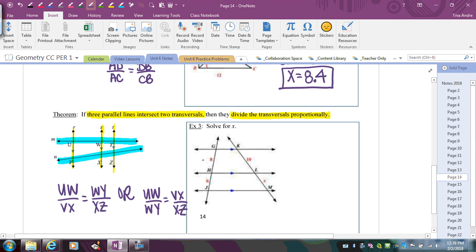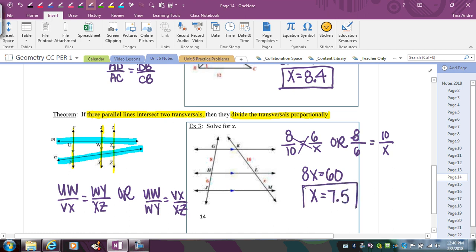So when we go to set this up, same idea, you can use the corresponding parts, how I did this first. So I have 8 to 10 is equal to 6 over x, looking at the corresponding parts. Or you could look at the two different parts on the same transversal. So I could say 8 to 6 is equal to 10 over x. Again, when you cross multiply, you're seeing that the numbers in the diagonals are the same, meaning you would have the same result. So it's going to be 8x equals 60. Divide by 8, and you end up with 7.5, or you could say 15 over 2. So there's my value for x.